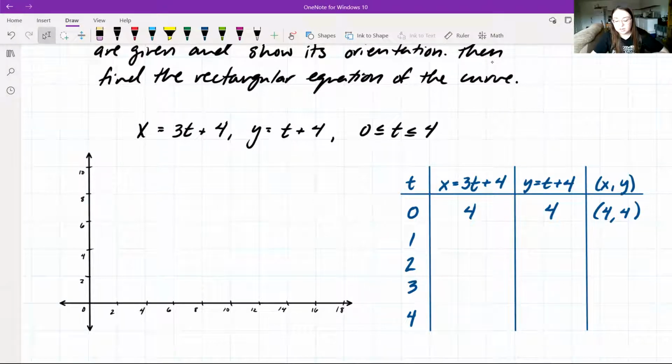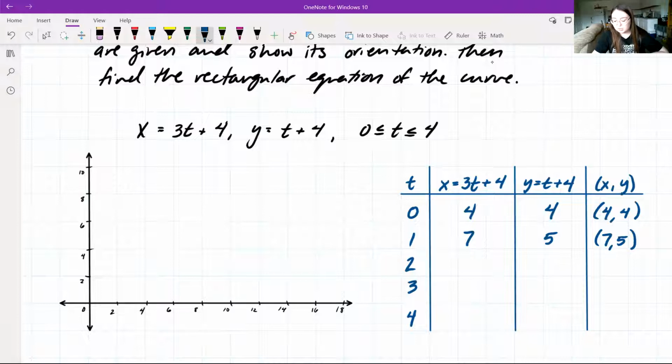So our next value, t equals 1: 3 times 1 is 3, plus 4 is going to be 7. Then we have y is equal to t plus 4. 1 plus 4 is going to be equal to 5. So our ordered pair is (7, 5).